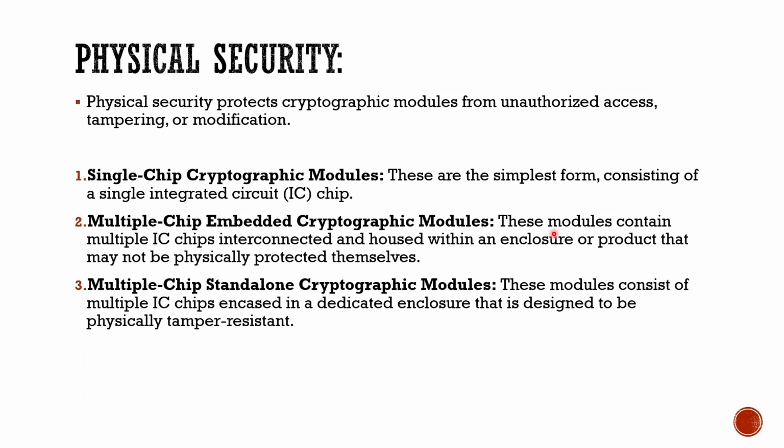Moving on to the physical security section, this details the physical security requirements of cryptographic modules as mandated by FIPS 140-2. Now here we can ask a question: why is physical security important? Physical security basically protects the cryptographic modules from unauthorized access like tampering or modification. This ensures that the confidentiality and integrity of sensitive data like keys and critical security parameters are maintained even when a malicious actor has physical access to the device.